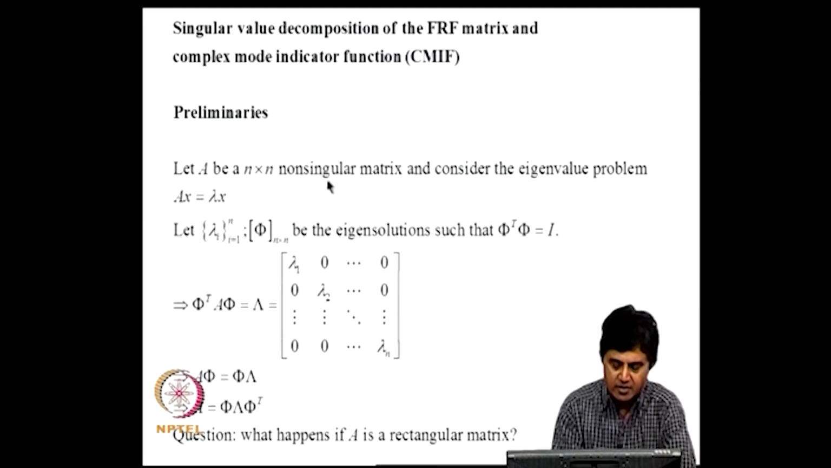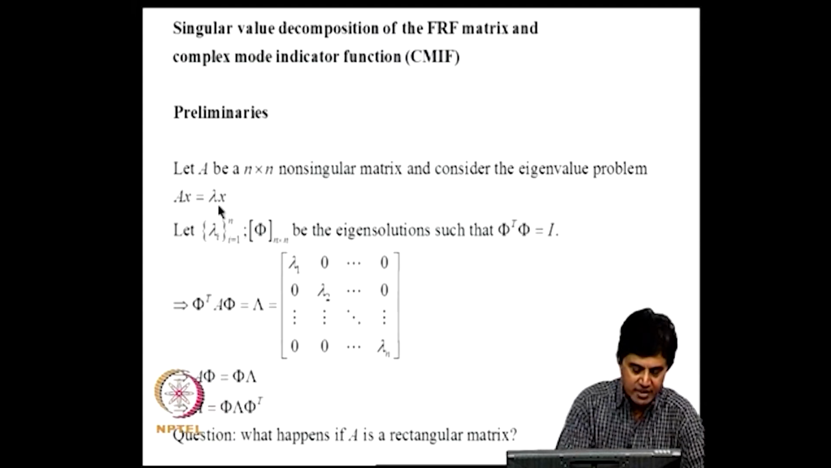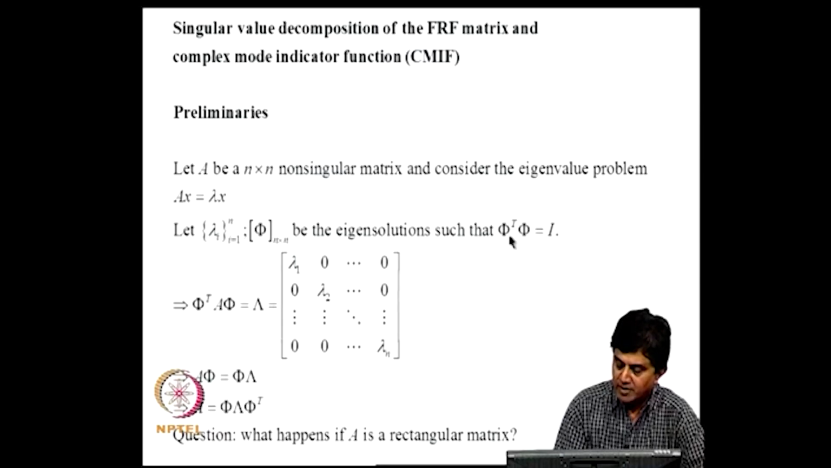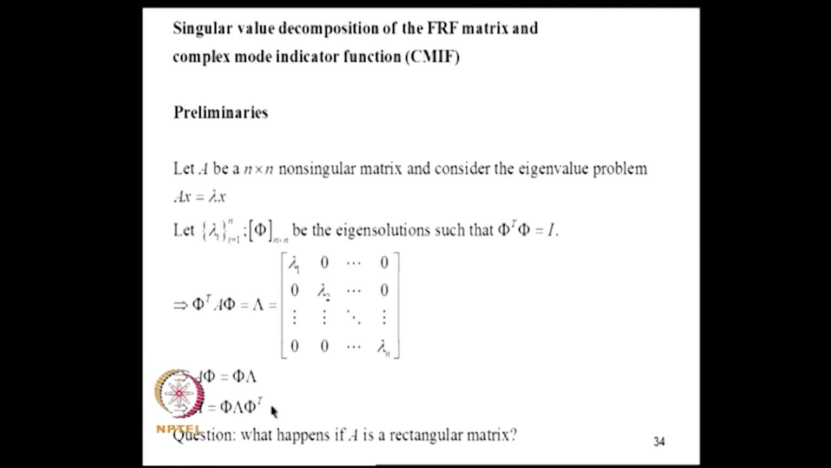Let A be an n cross n non-singular matrix and consider the eigenvalue problem Ax equal to lambda x. We will consider the situation where I get n natural frequency eigenvalues and an n by n eigenvector matrix, and I will normalize the modal matrix so that phi transpose phi is I, and phi transpose A phi is this diagonal matrix of eigenvalues. The eigenvalues and eigenvectors therefore satisfy the relation A phi is phi lambda, and now post multiplying by phi transpose I get A to be phi lambda phi transpose.